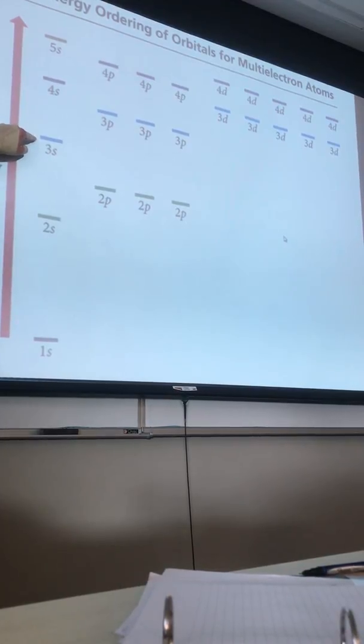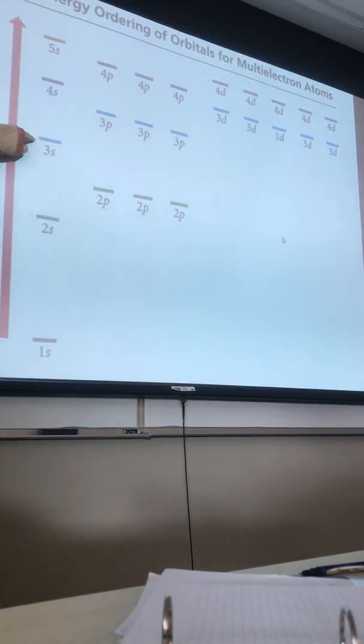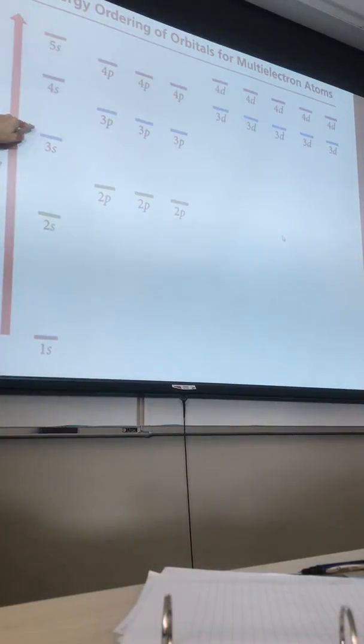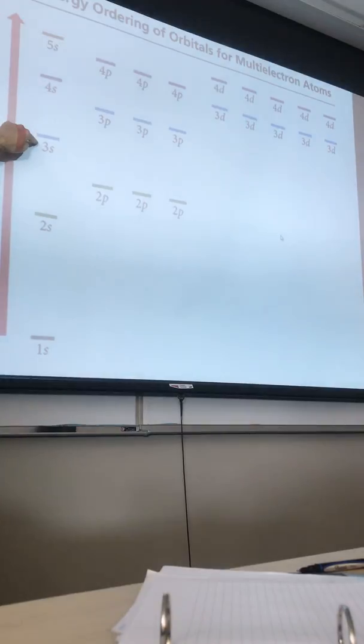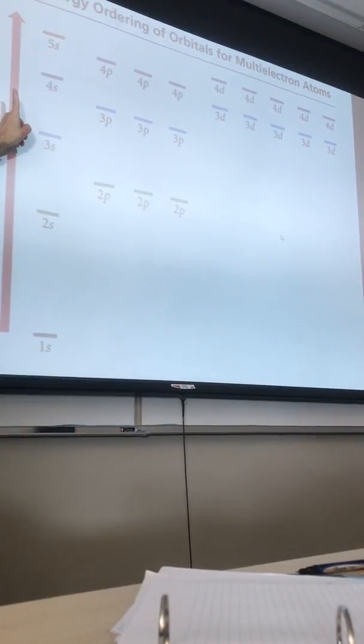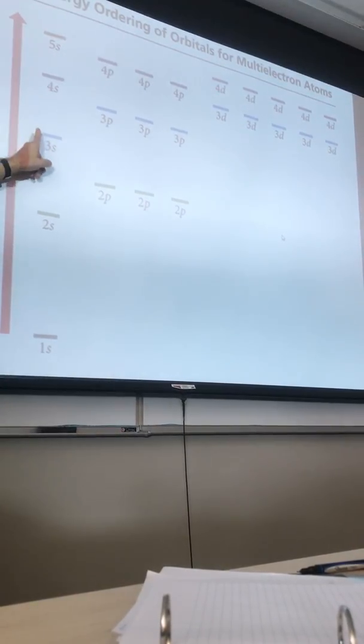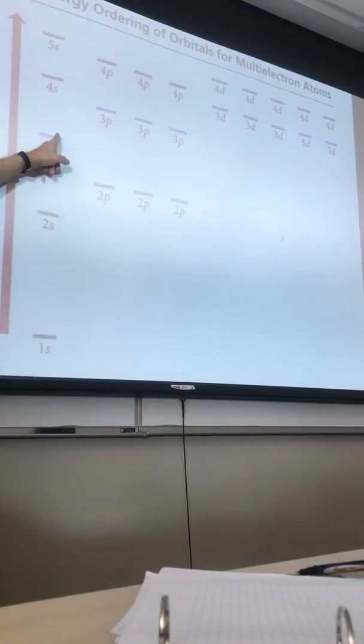What happens when I go here? Where do I go after the end of row 2? I go to sodium. So now sodium is going to have how many on this line? 1. It only has 1, right? And then I go to magnesium. Where's it going to go? It's going to go here.